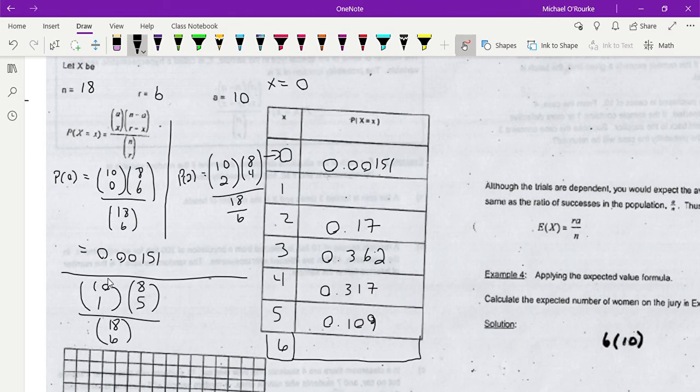Did you go 10 choose 1 times 8 choose 5, then press equals? I just put the bracket next to it. I did bracket 10 C 1 close bracket, then another one. You don't need the brackets for those. Just go 10 C 1 times 8 C 5, equals, and then divided by 18 C 6. Ah, that's why I got it wrong. Correct.